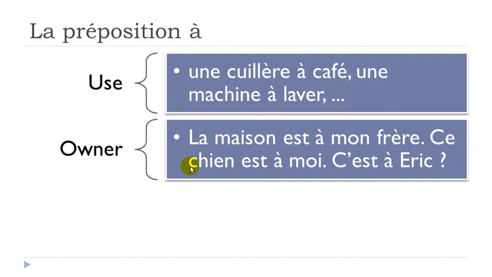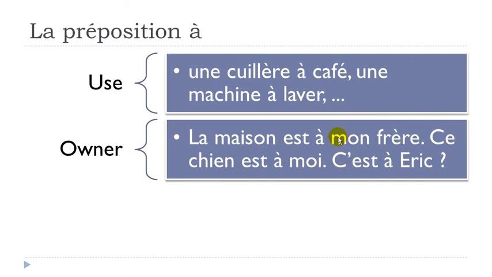Another option would be the owner. So if you want to say la maison, the house, est à mon frère, belongs to my brother. In that case, we use this être, to be, and then à here, mon frère, my brother. Or then you could say ce chien, this dog, is mine. So est à moi.